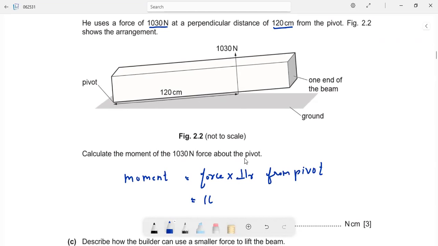So, force is given as 1030 Newton into the distance, given as 120 centimeter from the pivot. So you will get the answer as 120,000 Newton centimeter, or it can be written as 1.2 into 10 raised to 5 Newton centimeter.